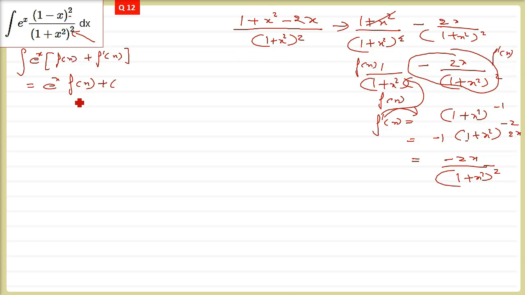Now we have f(x) and f'(x), and it has a direct result, which is e^x f(x). What is f(x) here? 1 by 1 plus x square. So e^x by 1 plus x square plus c is the final result.